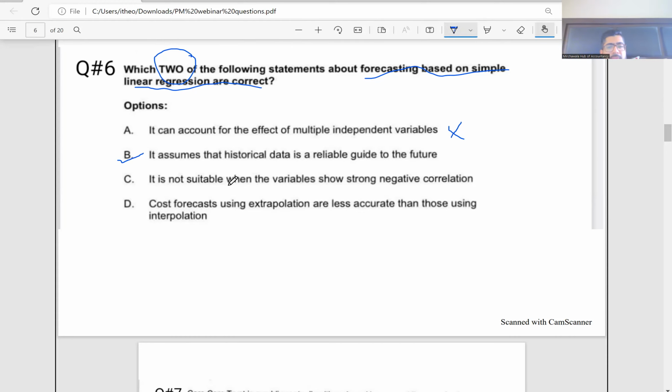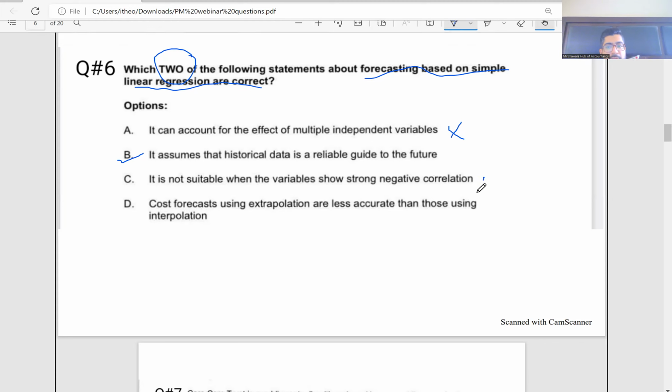It is not suitable when variables show strong negative correlation. Now, either there is positive correlation or negative correlation. You can use this technique. No one taught you this, that when there is only positive correlation, you can use that. Either it's positive or negative, you can use regression. Cost forecasts using extrapolation are less accurate than using interpolation.